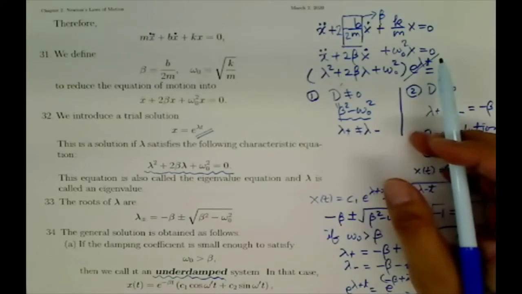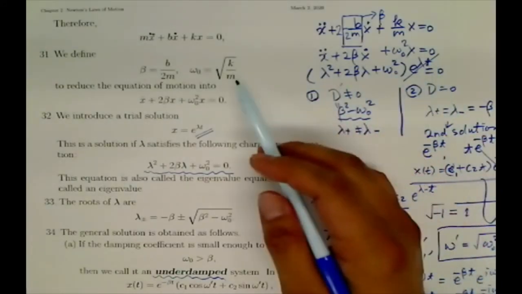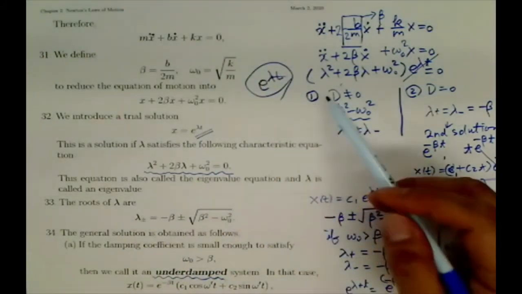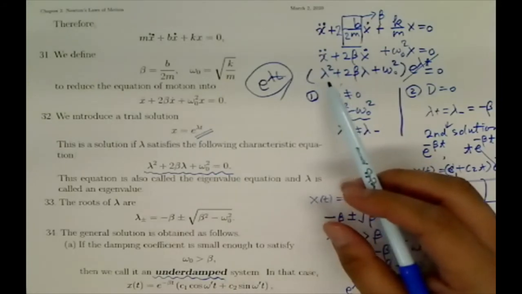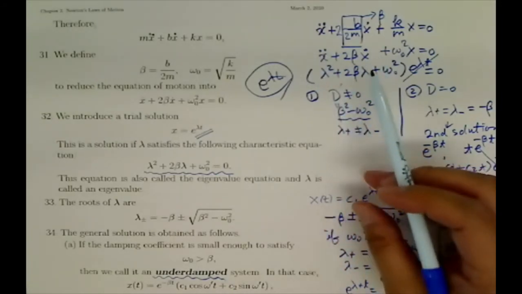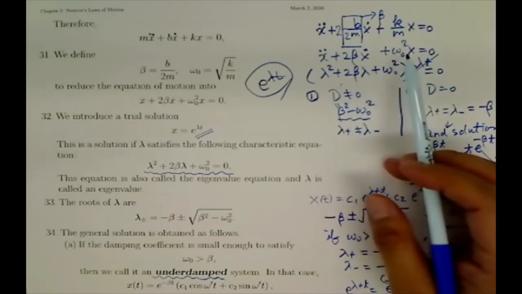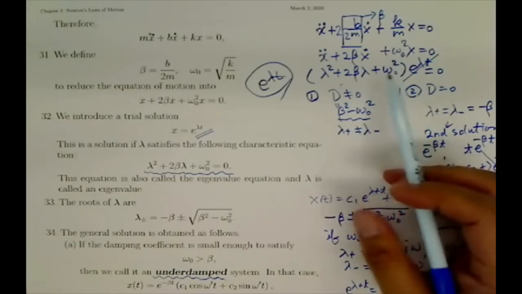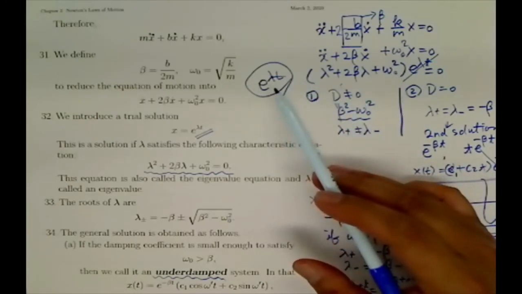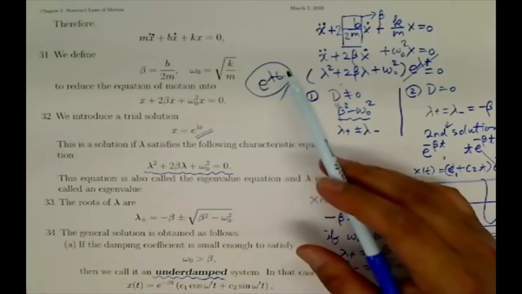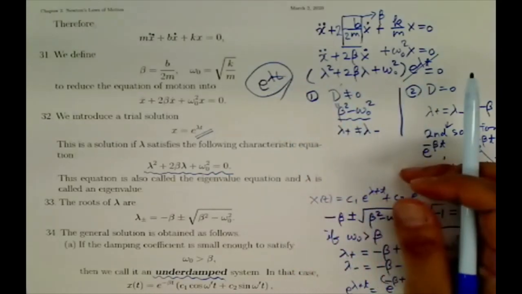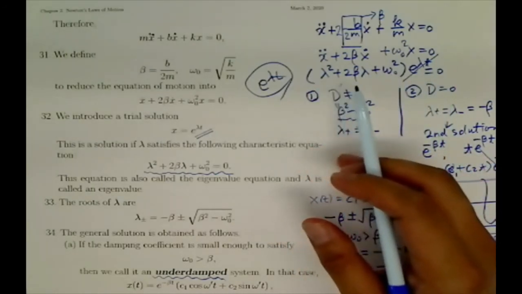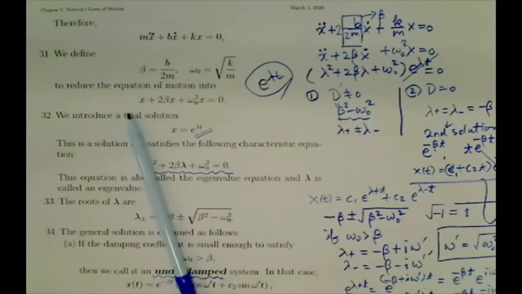We substitute a trial solution e to the lambda t into this equation. Then the second order derivative gives a lambda squared, the first order derivative gives a lambda, and the constant omega 0 squared term exists. Because e to the lambda t is never 0, we can factor this out and divide it out on both sides. Finally, we end up with the quadratic equation lambda squared plus 2 beta lambda plus omega 0 squared equals 0.